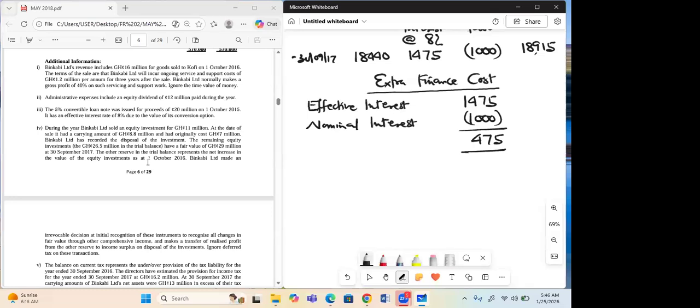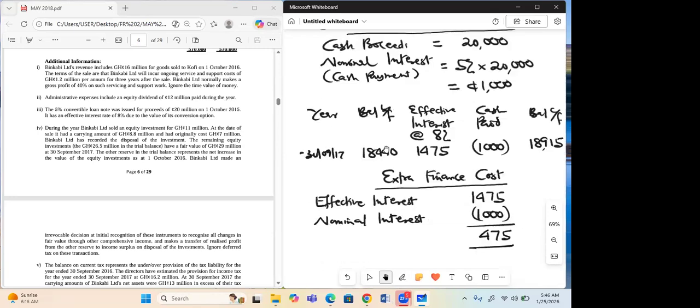Let's go to note 6. During the year, Binkabi Limited sold an equity investment for 11 million. At the date of the sale, it had a carrying amount of 8.8 million and had originally cost 7 million. Binkabi Limited has recorded the disposal of the investment. Let's tackle that first. What working number is this? 6. So we are going to work in 6.